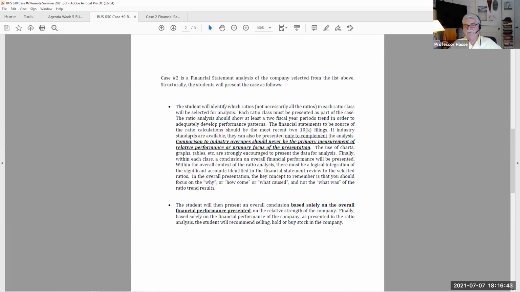The use of charts, graphs, and tables is strongly encouraged to present the data for analysis. Why? It's a PowerPoint. I don't want to see 10 slides of just printed work. I want to see 10 slides of tables, 10 slides of charts, 10 slides of comparison. It's a presentation like you would be giving to people in a lecture or in a business presentation. The good thing about it, you don't have to give the presentation. You just have to supply me the file.